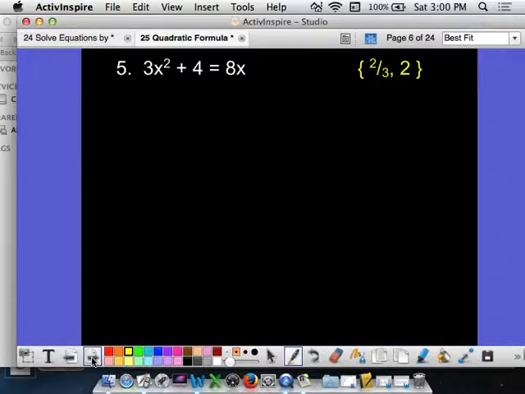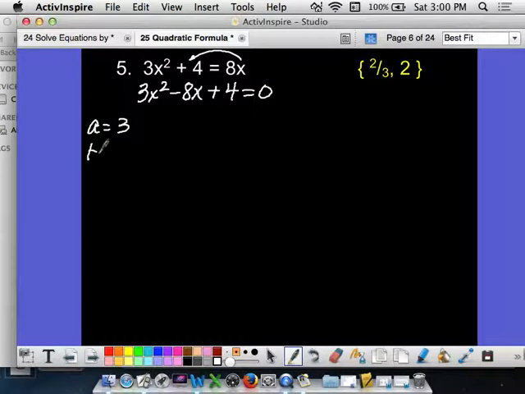And number 5, you had to put this in decreasing power and bring the 8 over. So we have 3x squared minus 8x plus 4 is equal to 0. So finding what we're looking for, A is 3, B is -8, C is 4. I'm looking for the discriminant, and I'm looking for x, the values of the roots. So let's find the discriminant.